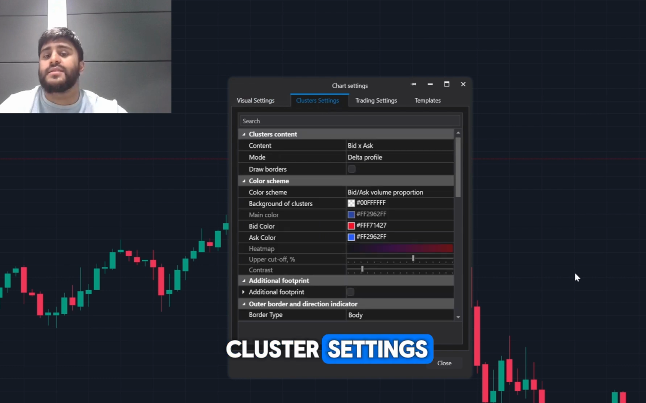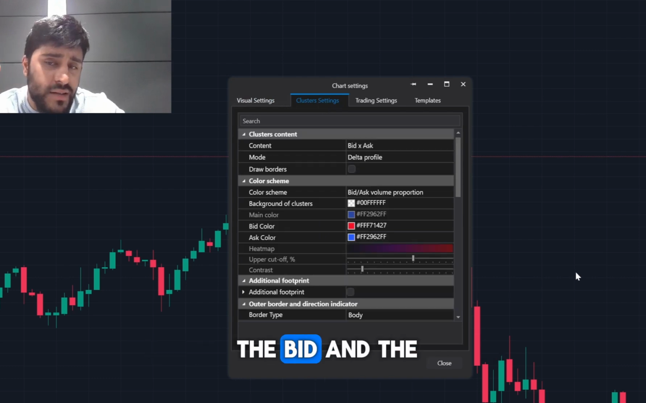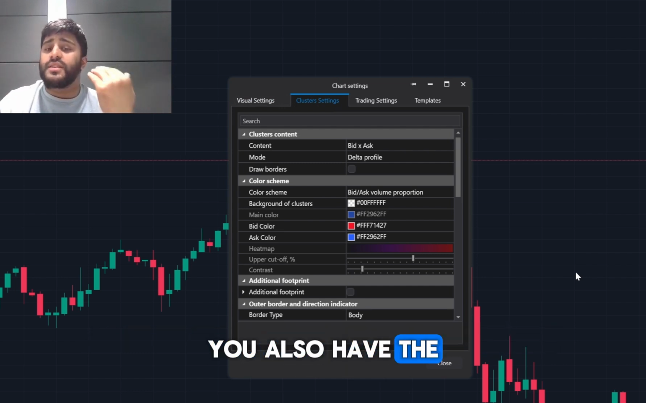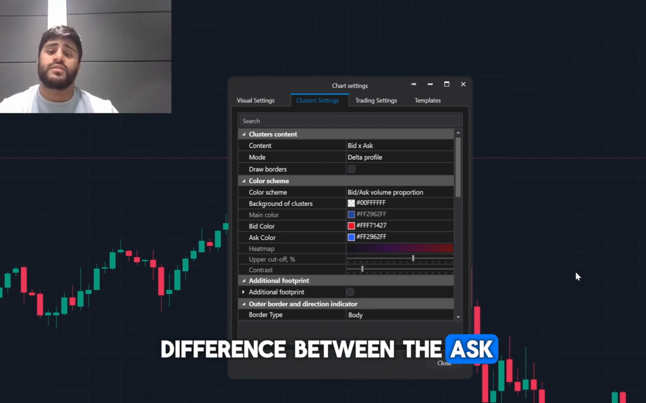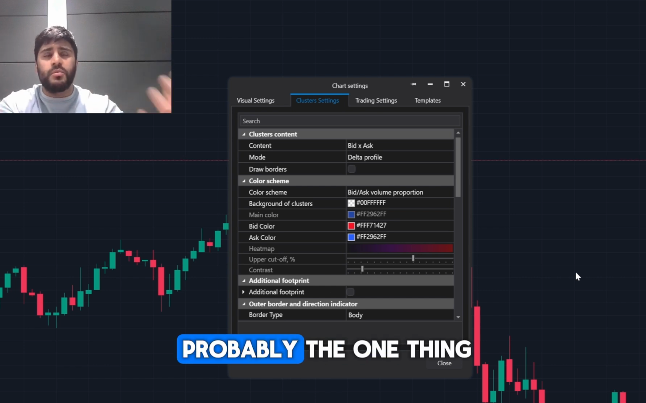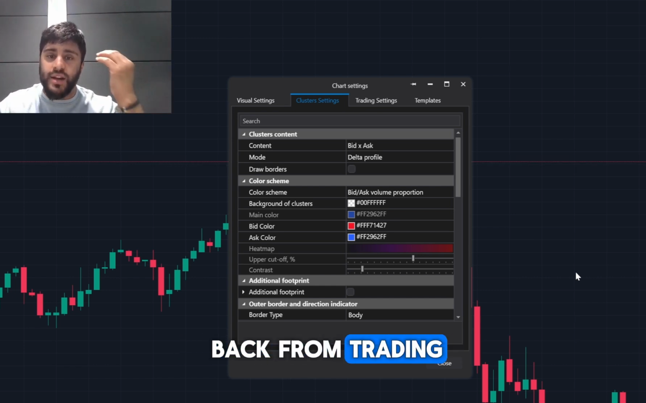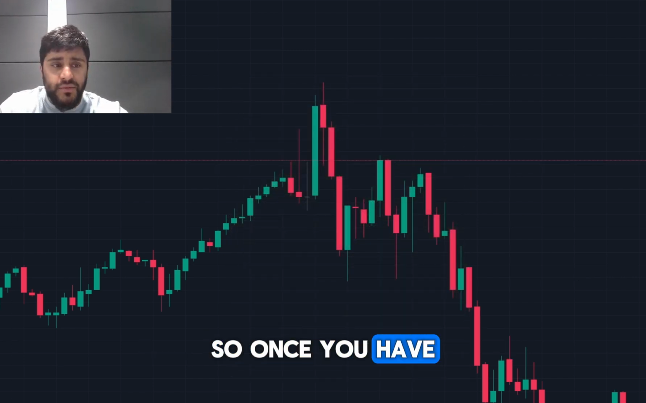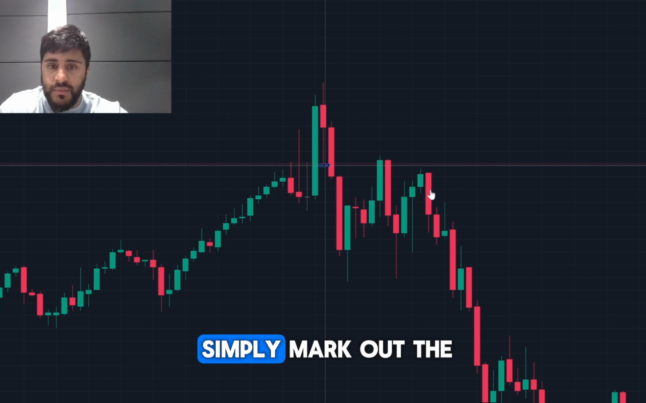Now we go to cluster settings, and on the cluster settings, you have access to the bid and the ask, right? Aggressive sellers versus aggressive buyers. You also have the delta. Now, the delta is the difference between the ask and the bid, right? And the delta is probably the one thing that is holding you back from trading ICT concepts or just any concepts properly, right?